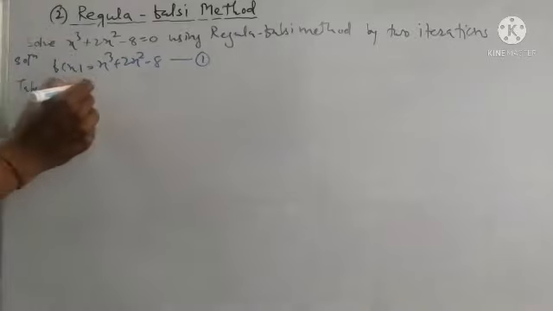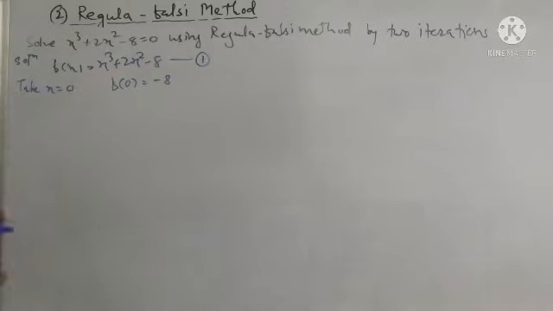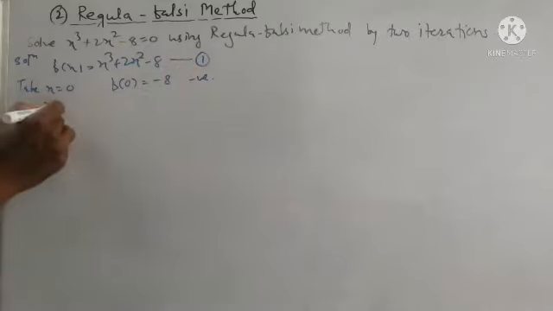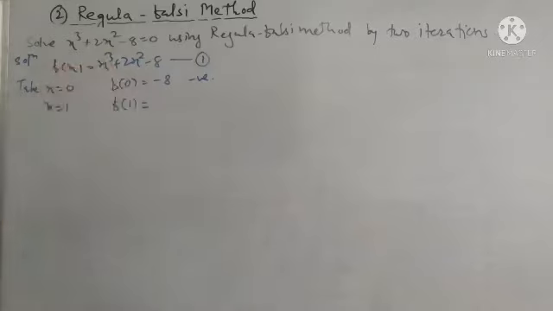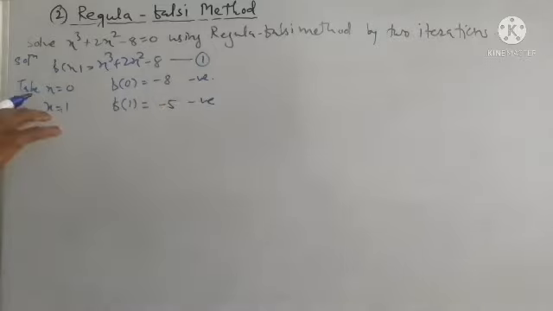First integer x is equal to 0, so function at 0 is equal to minus 8. Now 0 is not a root, as function at 0 has a negative value. Now next value, x is equal to 1, we get function at 1 is equal to 1 cube plus 2 into 1 square, that is 1 plus 2, 3, minus 8, minus 5. As this is a negative value, x is equal to 1 is again not a root of this algebraic equation.